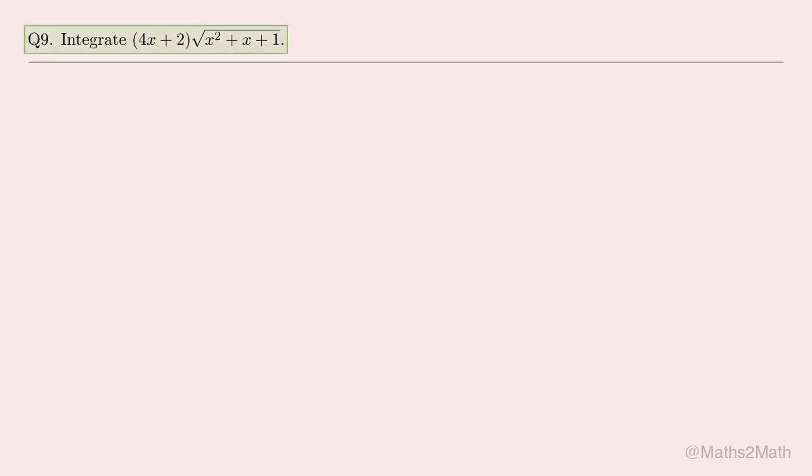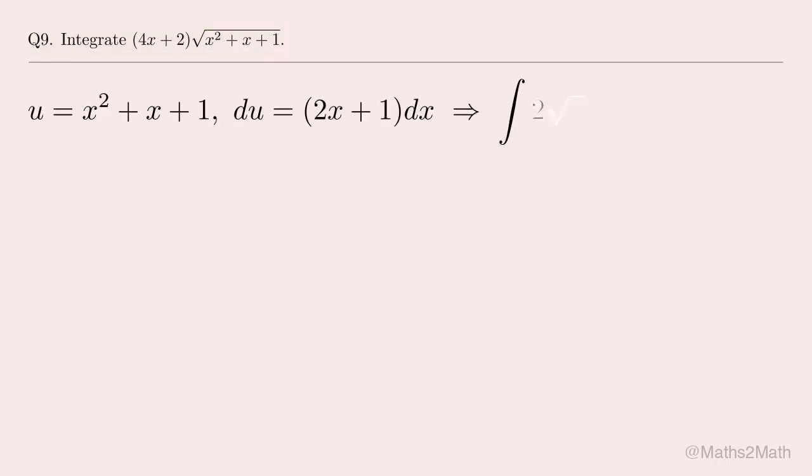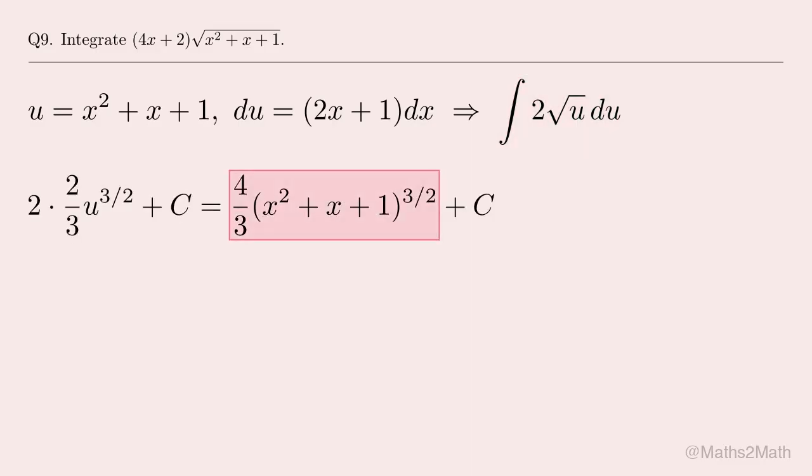Question 9. 4x plus 2 is exactly twice the derivative of x squared plus x plus 1. The root soaks up the substitution. u equals the quadratic under the root. The prefactor is 2 du. Integrate and restore x.